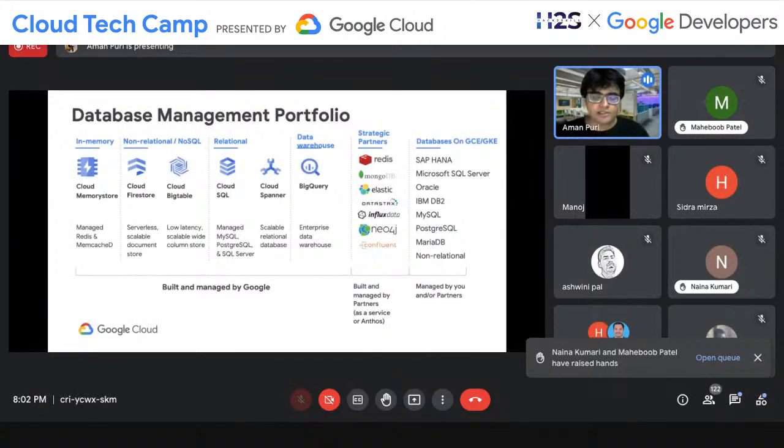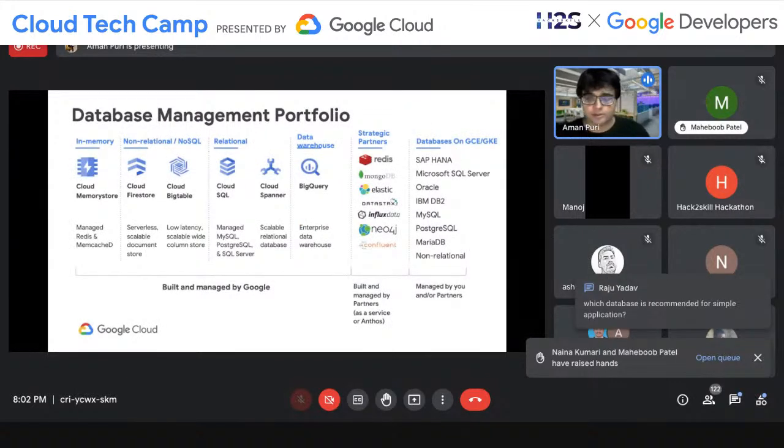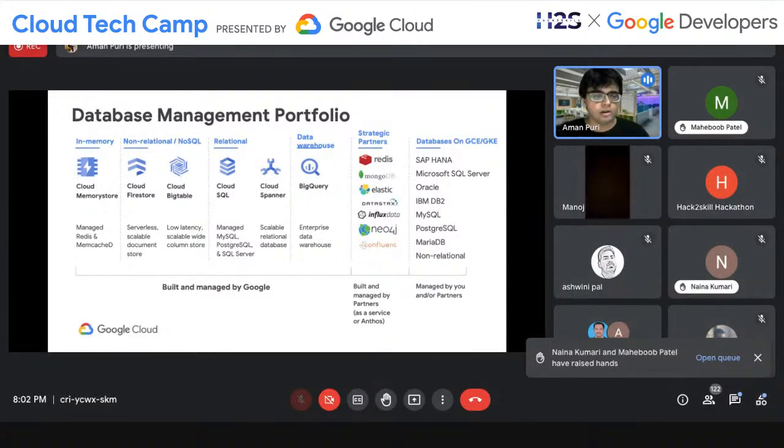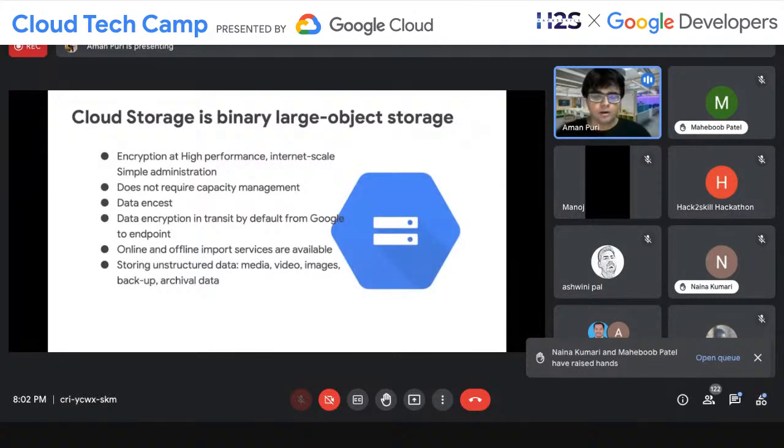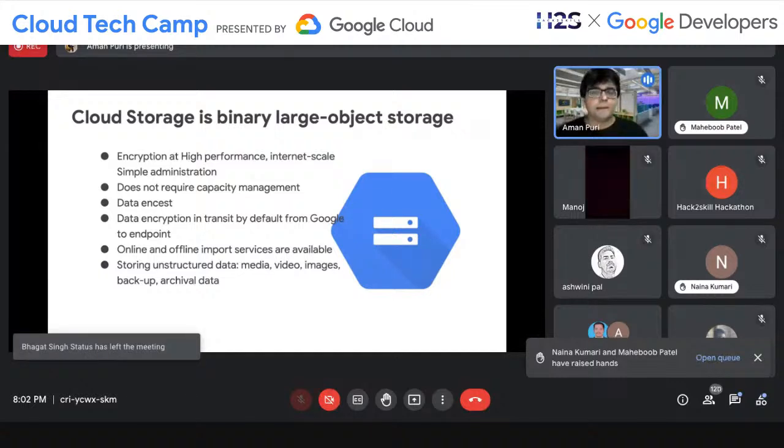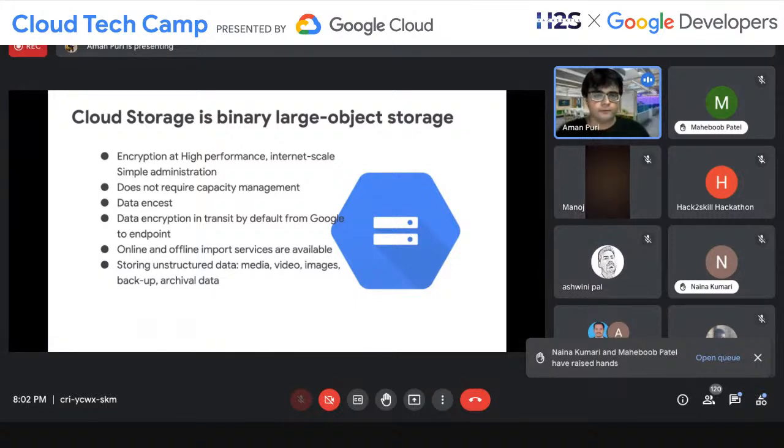Now, apart from these database solutions, these were all structured and semi-structured solutions, because these were relational databases like Cloud SQL, or non-relational databases like Firestore or Bigtable. Now we talk about unstructured solutions, where we actually store files. One of the popular services for storing files is Cloud Storage. It's a binary large object storage, also known as blob storage. You might have heard blob storage somewhere, but that's basically the short form of binary large object, where you can store your files for many reasons.